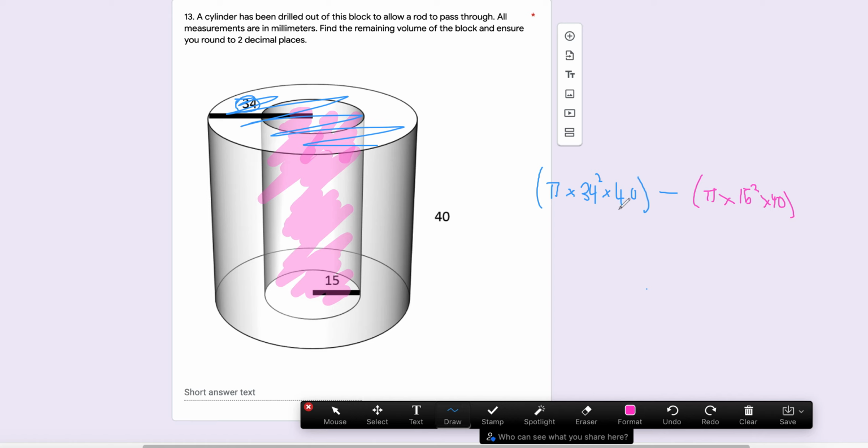If you put this working out in a calculator, on Google, in your calculator, exactly as you see it, you will get the correct answer to this question. Please make sure you include millimeters cubed as your units.